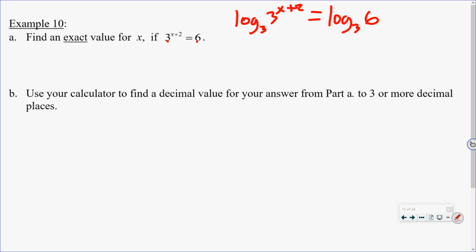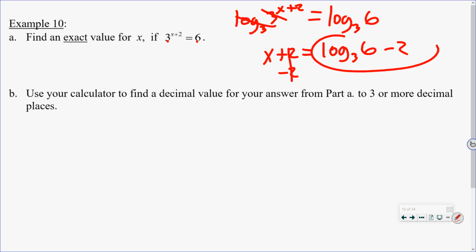The reason I did that is the inverse property we talked about. Log base 3 of 3 to a power, those just cancel out. So now the x plus 2 is out of the exponent. x plus 2 equals log base 3 of 6. Now all I have to do is minus the 2 over, minus the 2 over. This is what x is equal to, but I need to use my change of base formula to plug that in the calculator.